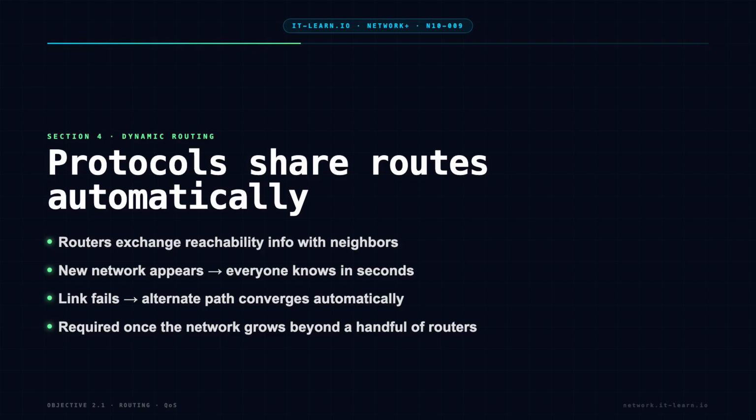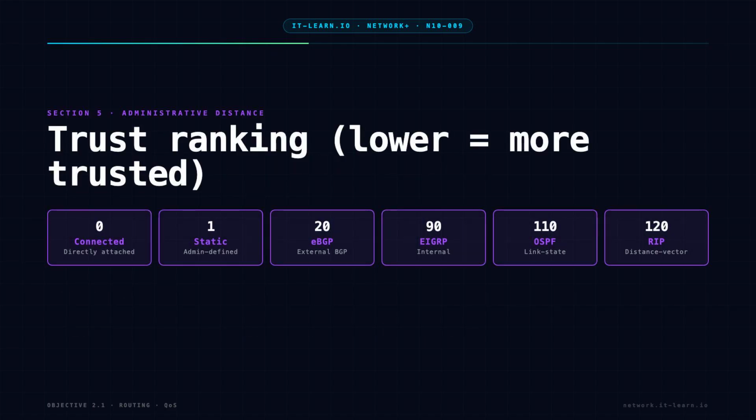RIP, or Routing Information Protocol, is the oldest dynamic routing protocol you will see on the exam. It is a distance vector protocol that broadcasts its full routing table every 30 seconds. It uses hop count as its only metric and has a maximum hop count of 15. Any network 16 hops away or more is considered unreachable. RIP is simple to configure but does not scale well and is rarely used in modern networks.